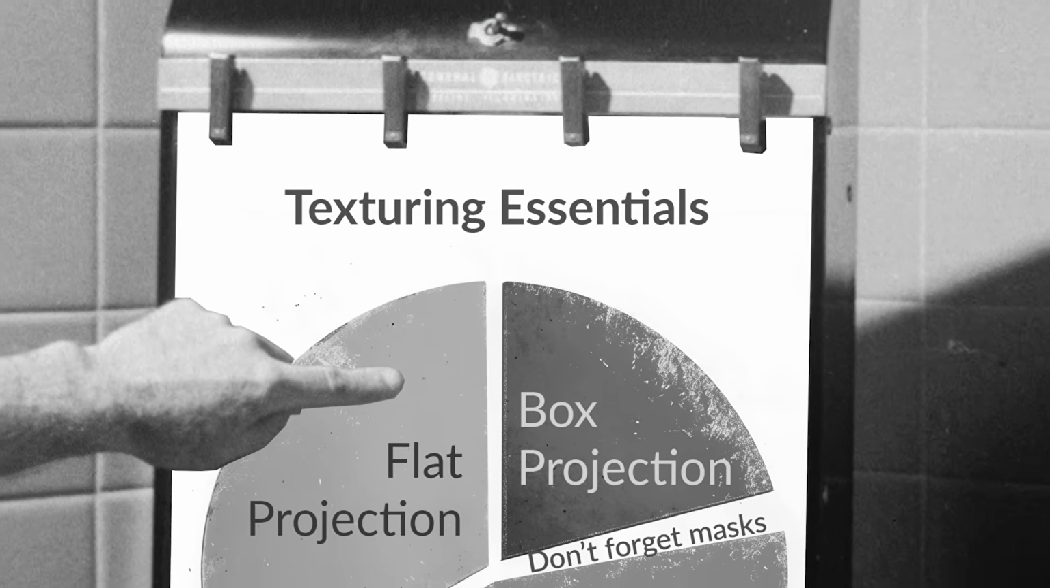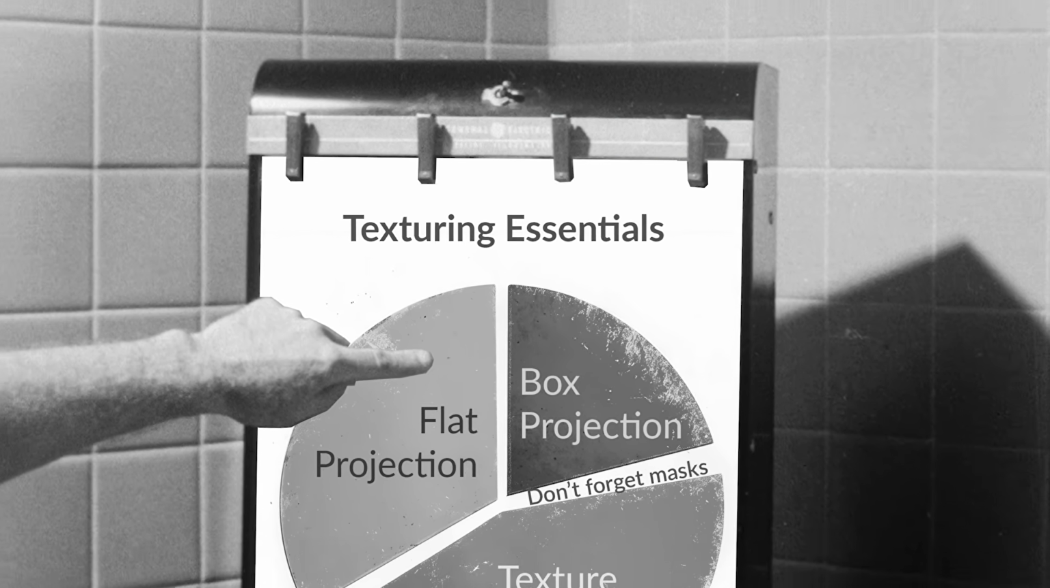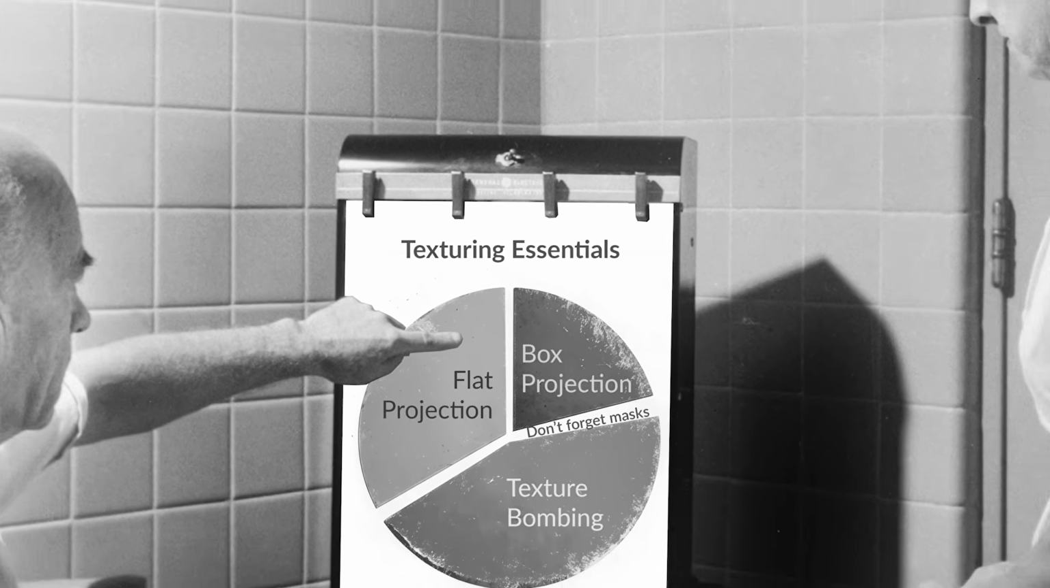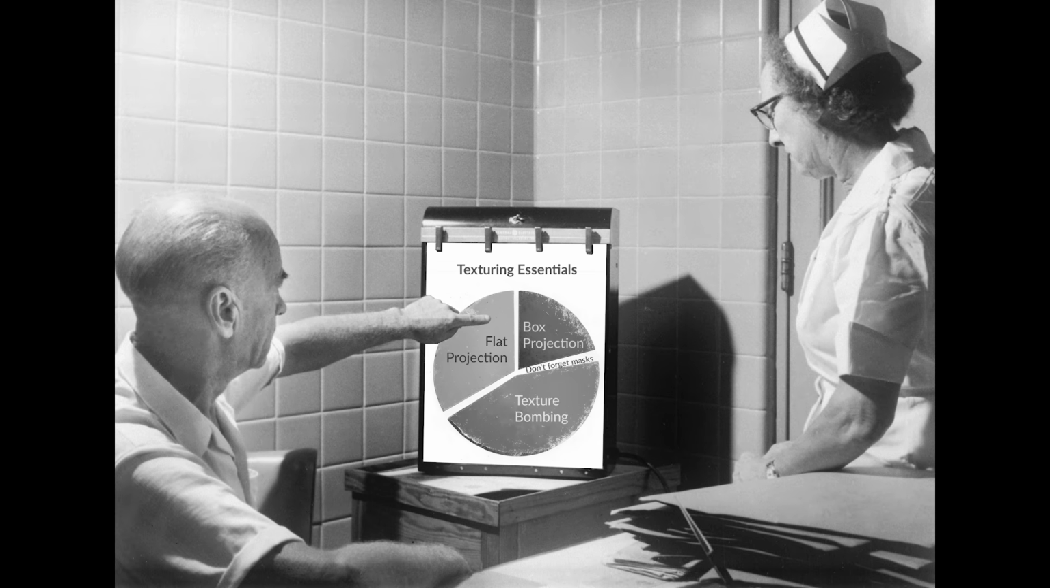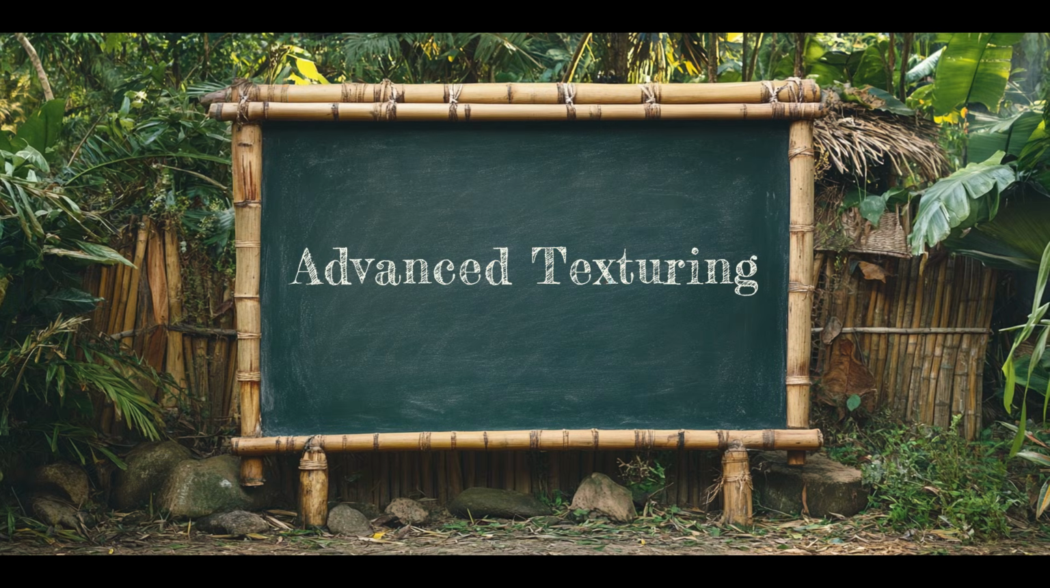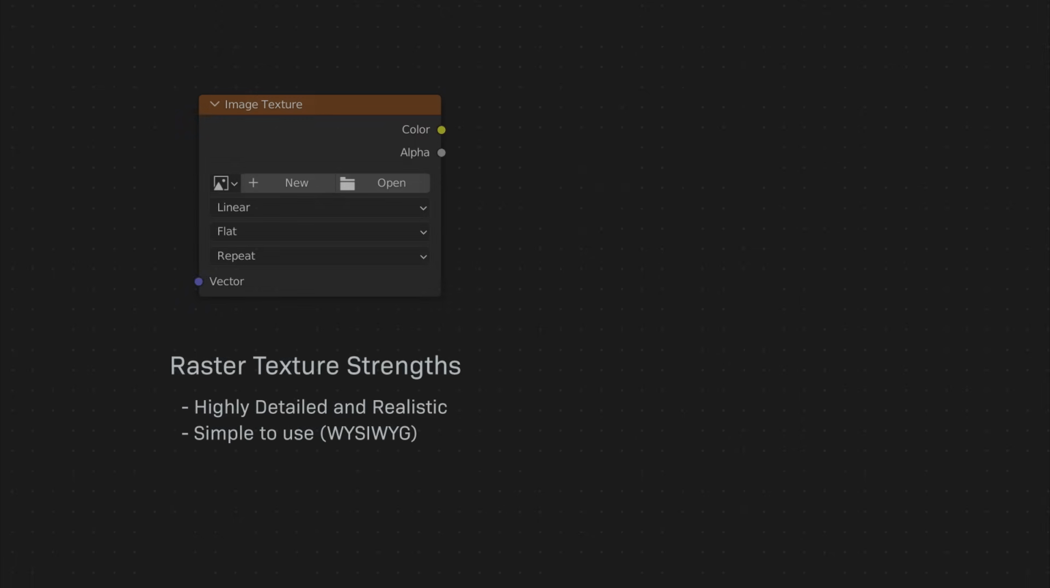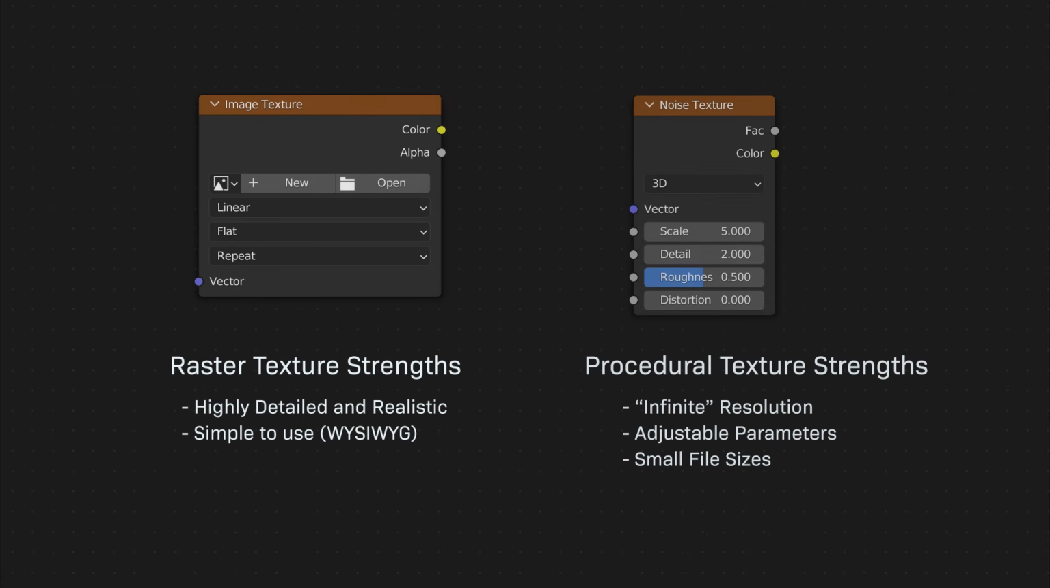With these three basic projection options and the masking tools, you have what I consider the essential principles of how textures get applied to your landforms. Now let's talk more about the textures themselves. Advanced texturing. When it comes to textures, both raster and procedural textures can be utilized, and I often use them together to take advantage of the strengths they both offer.